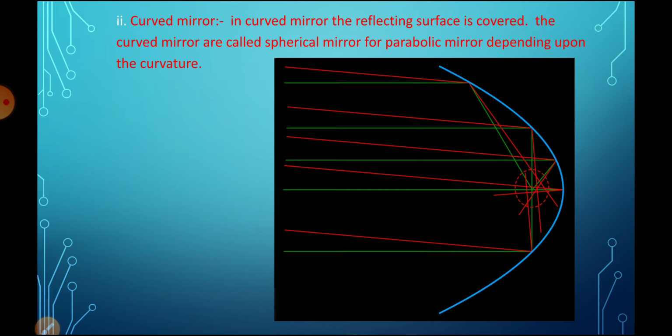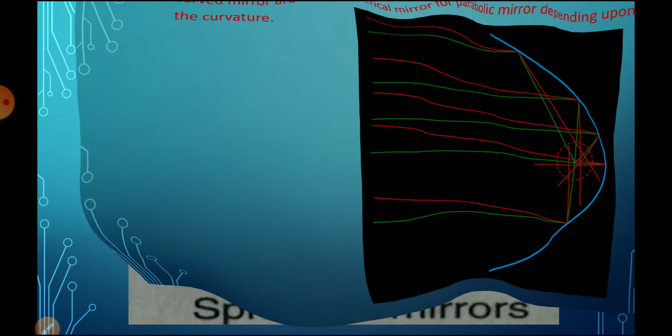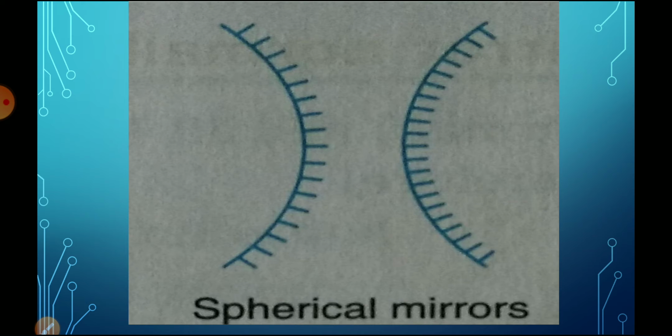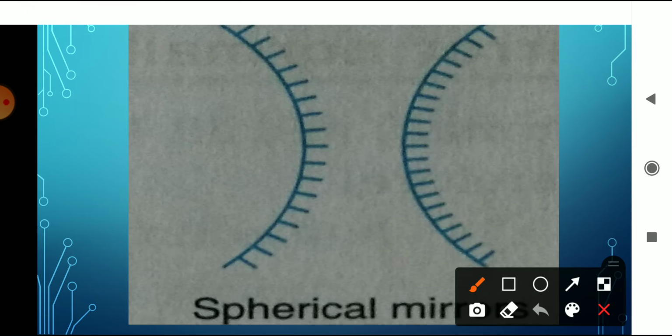Second, curved mirror. In a curved mirror, the reflecting surface is curved. Curved mirrors are called spherical mirrors or parabolic mirrors depending upon the curve. Spherical mirror.